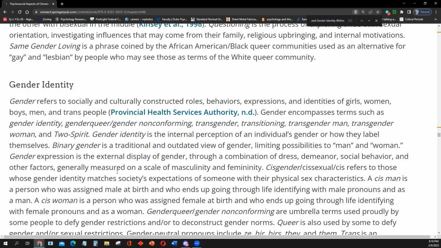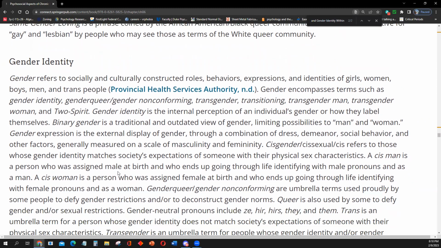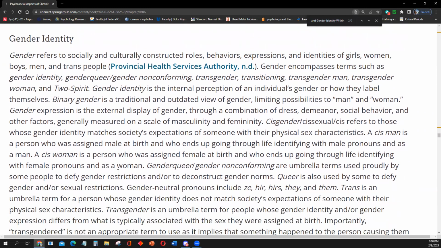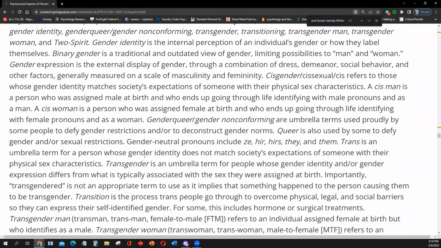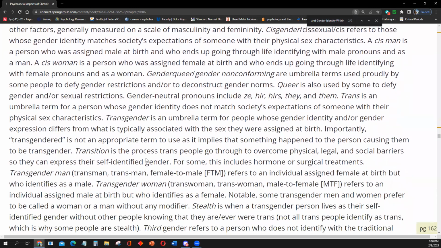Gender identity. It talks about different terms: gender queer, non-conforming, transgender. So it talks about all of that. Gender queer, transgender. It's just giving a definition and explaining all the different sexualities.